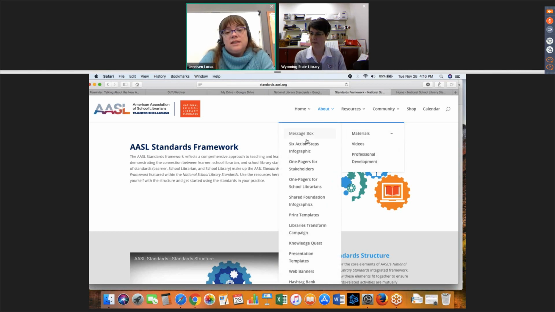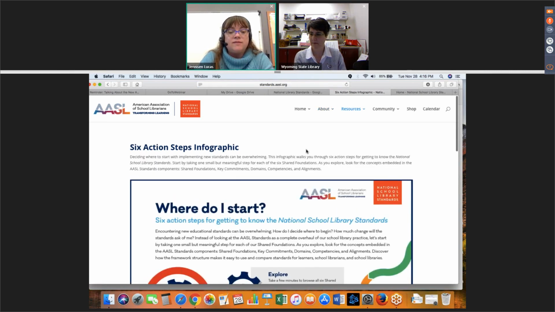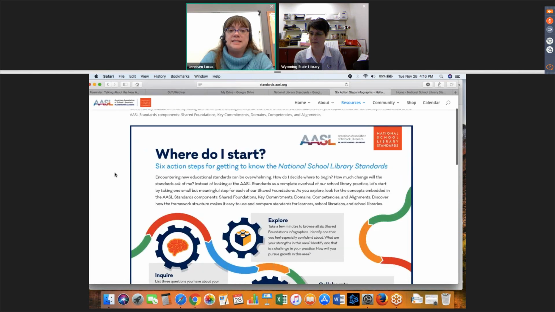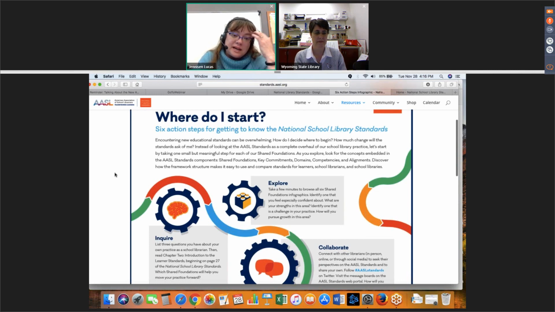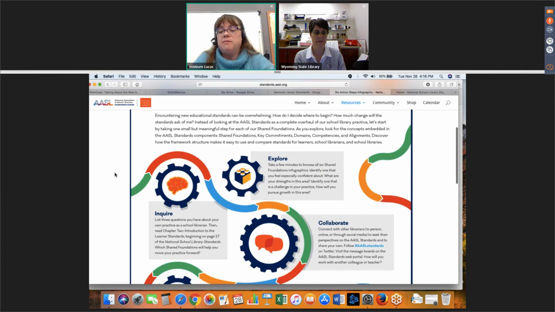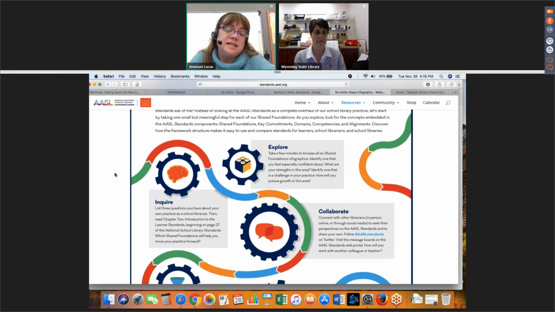So under the materials, the things I'm going to highlight here are the 6 action steps infographic, which is a really nice, where do I start? I know about these, I'm on board with them, now what do I do? And they give a little bit of information about how to start thinking about them. So for instance, explore, since we've looked at it before, is take a few minutes to browse all 6 shared foundations infographics, identify one that you feel confident about, what are your strengths in this area, identify one that's a challenge in your practice, how will you pursue growth in this area.